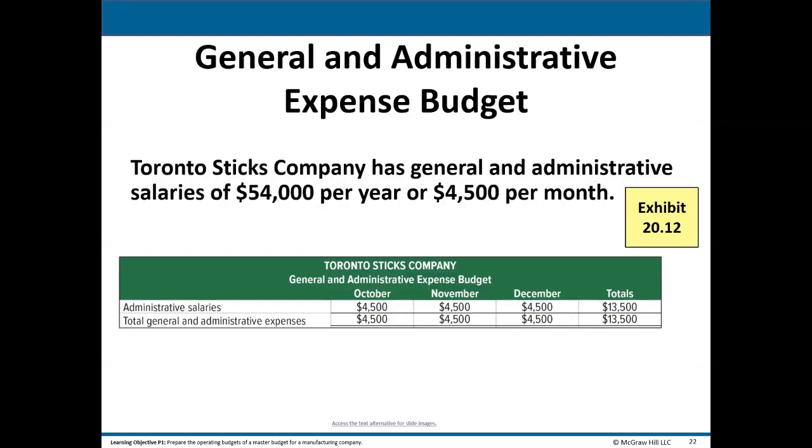Okay, so now we're down to the G&A expenses. So the G&A expense budget reports those expenses expected during the budgeted period. Exhibit 20.12 shows TSC's general and administrative expense budget. It reports the administrative salaries of $4,500 per month. Other common examples of G&A expenses would include property taxes, office expenses, insurance and depreciation on non-manufacturing assets. So for example, depreciation of your office building or of your computer equipment, that would go under G&A expenses.